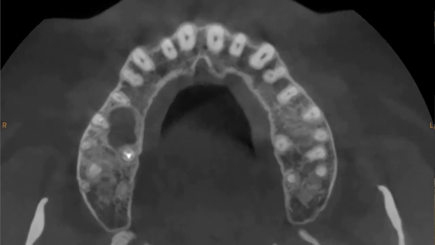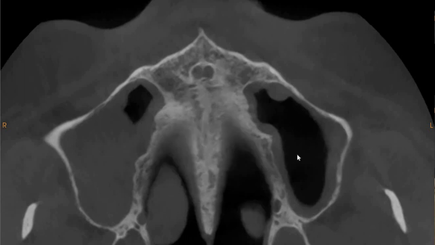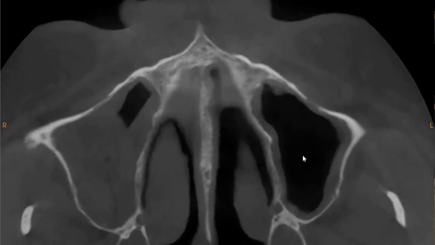Moving towards the apex in this situation, here you can see very clearly that this is the upper right maxillary sinus which is filled, and the upper left maxillary sinus which does seem to be inflamed with mucosal thickening, but it is considerably less in this case.